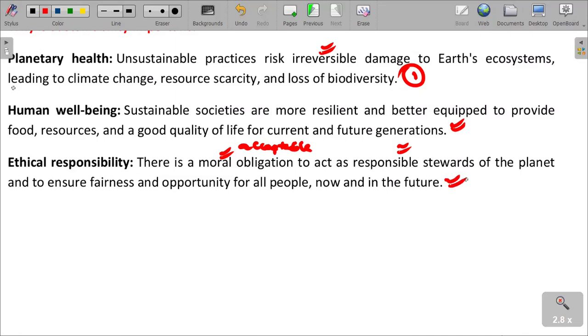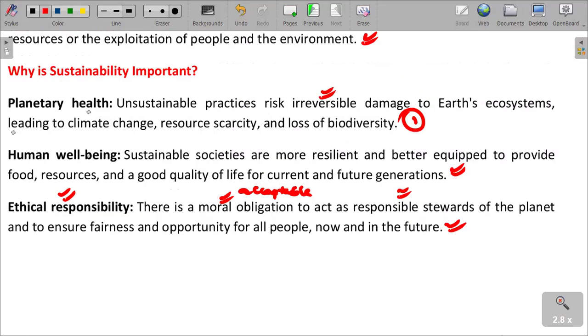So now, what we need to look at is that this is an ethical responsibility that is the importance of sustainability. Ethical is something that is understood, something that is a norm, something that is acceptable to a community, to a society. So the stewardship of the planet, managing the planet as a whole, is the right of people. It is people who can make the land or the natural resources remain available or become finished or extinct. So we ensure fairness and opportunity for all people, for now and also in the future.